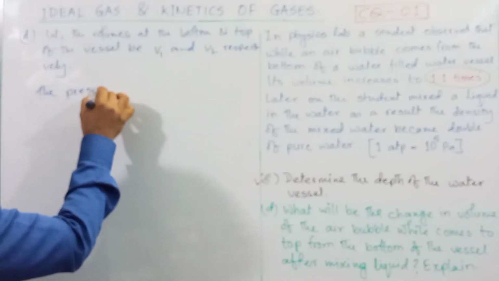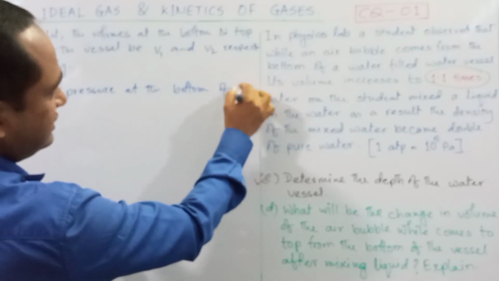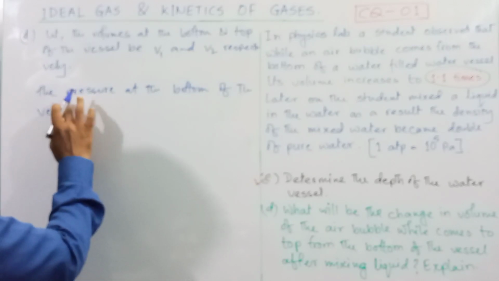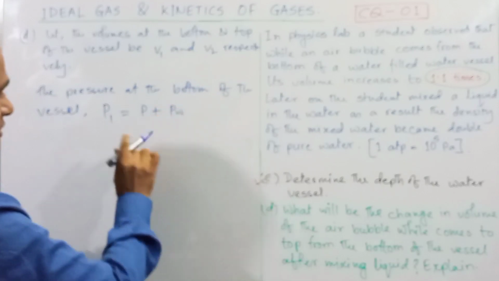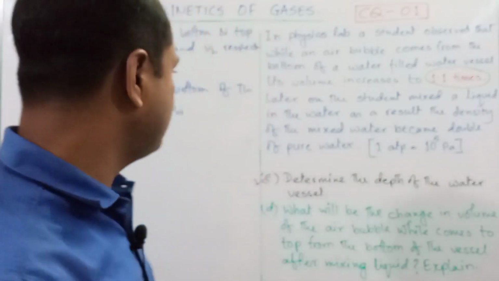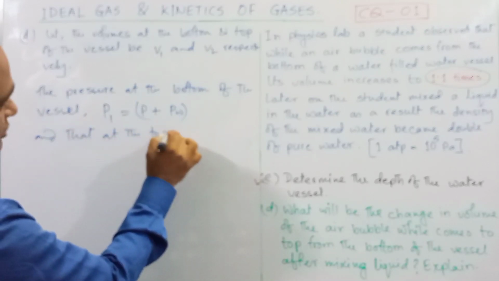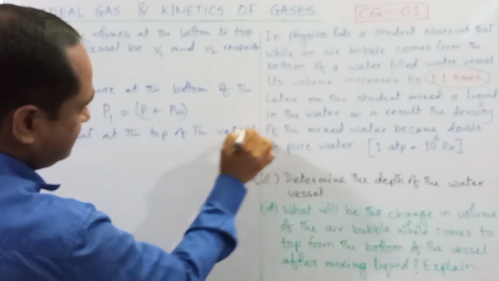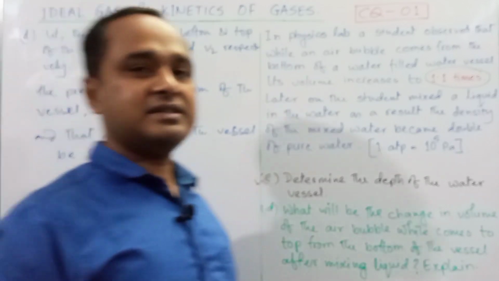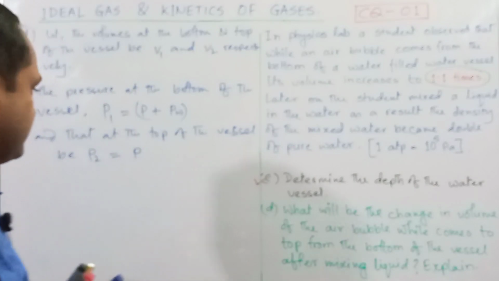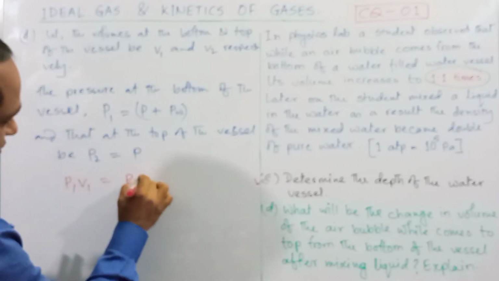The pressure at the bottom of the vessel, if denoted by P1, then P1 is equal to P plus PW, that is, atmospheric pressure plus pressure due to water, and that at the top of the vessel be P2. So P2 is equal to P only, that is, at the top of the vessel the air bubble feels only atmospheric pressure. So according to Boyle's law we can write P1 V1 is equal to P2 V2.